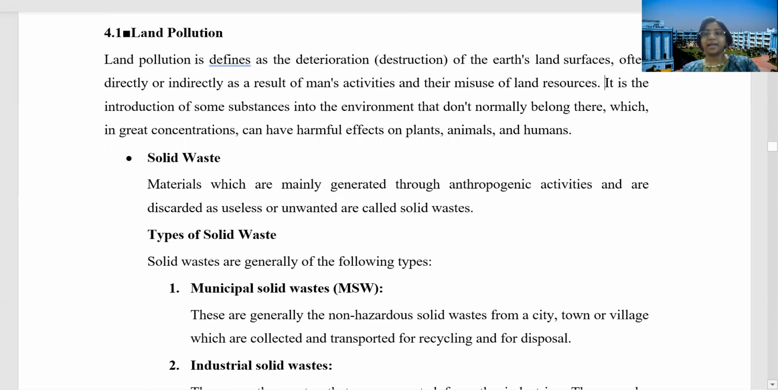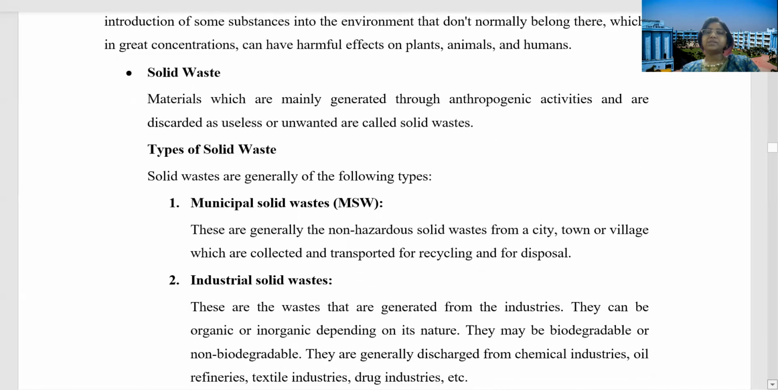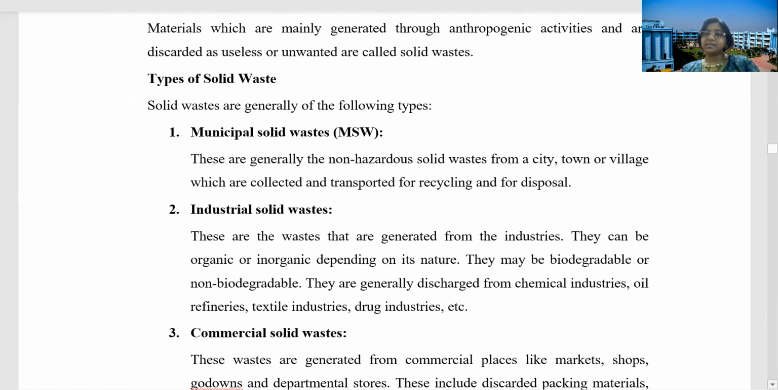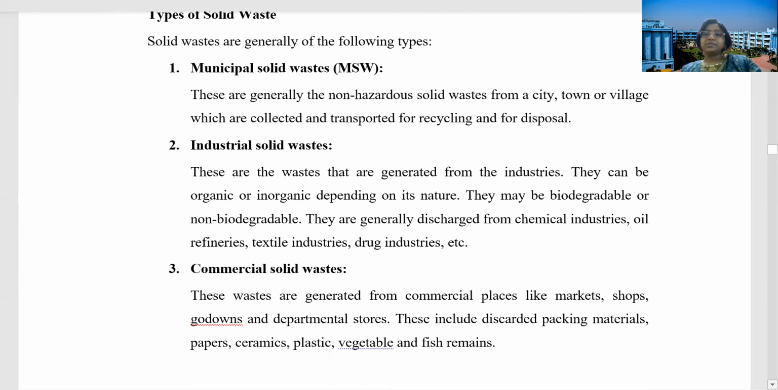Anthropogenic means the human activities, and the waste is classified in different parts like MSW, municipal solid waste, and industrial solid waste, which comes from the industry. There are different industries, so we get different waste materials from the industry. And also the municipal solid waste that comes from a town or city. And commercial solid waste we get from the commercial places like godown, marketplaces, etc.